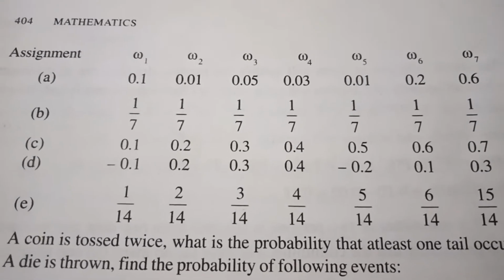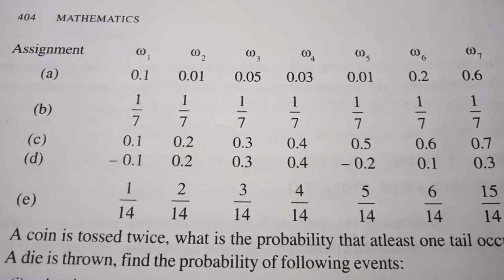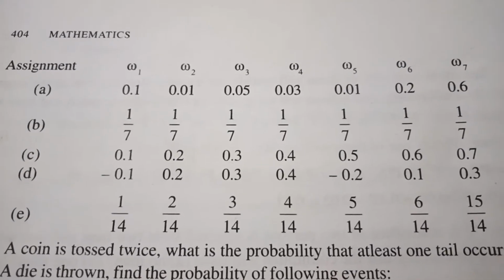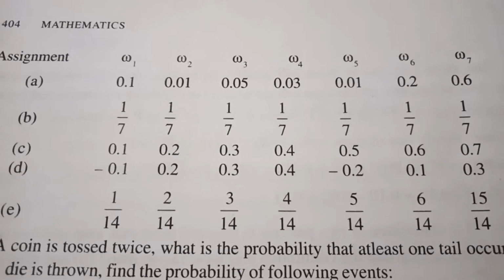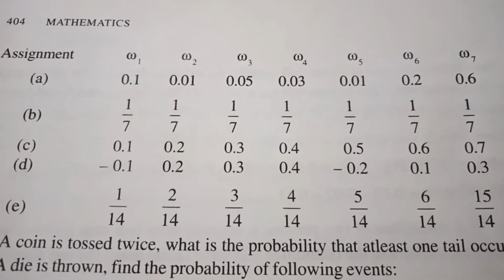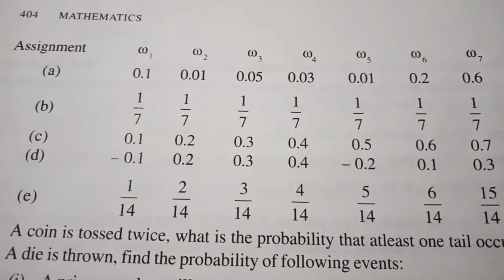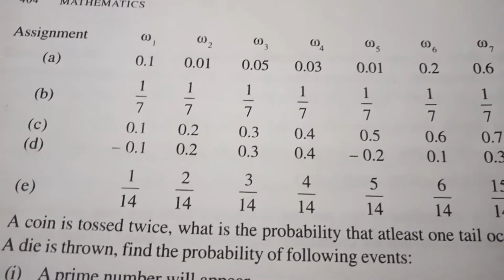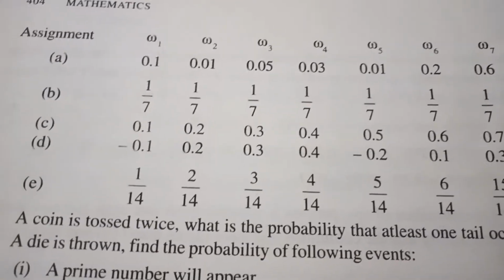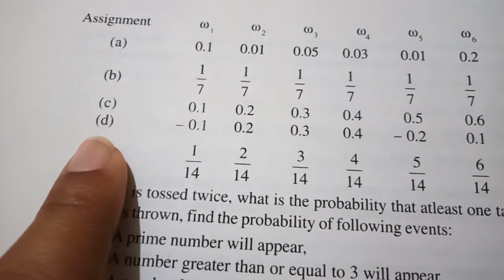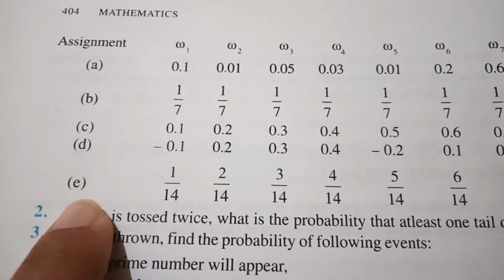Assignment number D, the first condition is not satisfied even, because we are having 2 negative numbers and it can't be negative. No element can be negative here. So assignment number D is invalid.